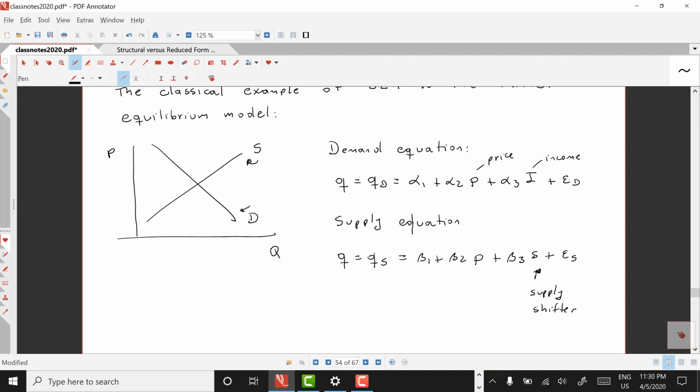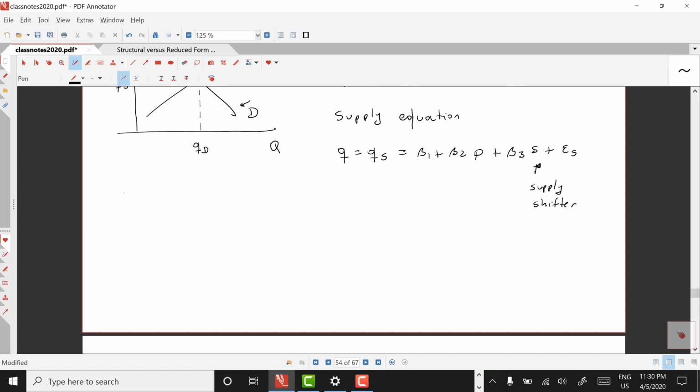Okay, so in this model, in an equilibrium, we know that the quantity demanded is equal to the quantity that is supplied, and therefore the model determines jointly both the quantity and the price. Both variables are endogenous, and both variables are endogenous in both equations.